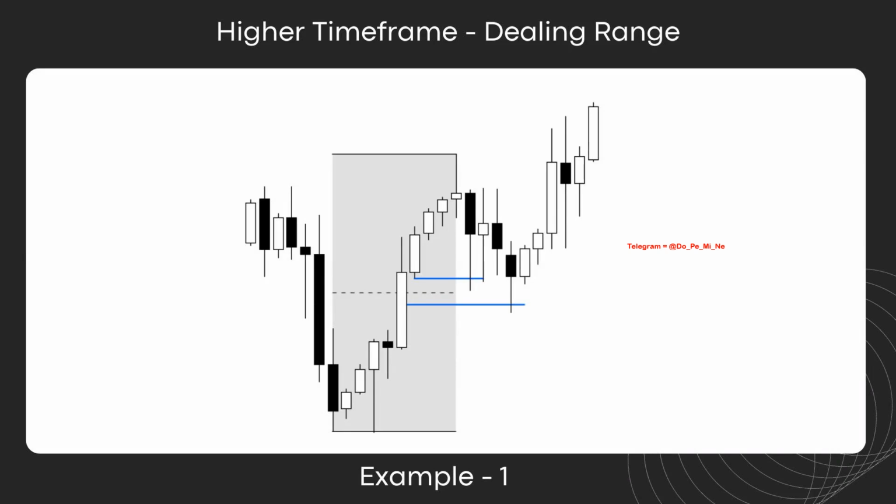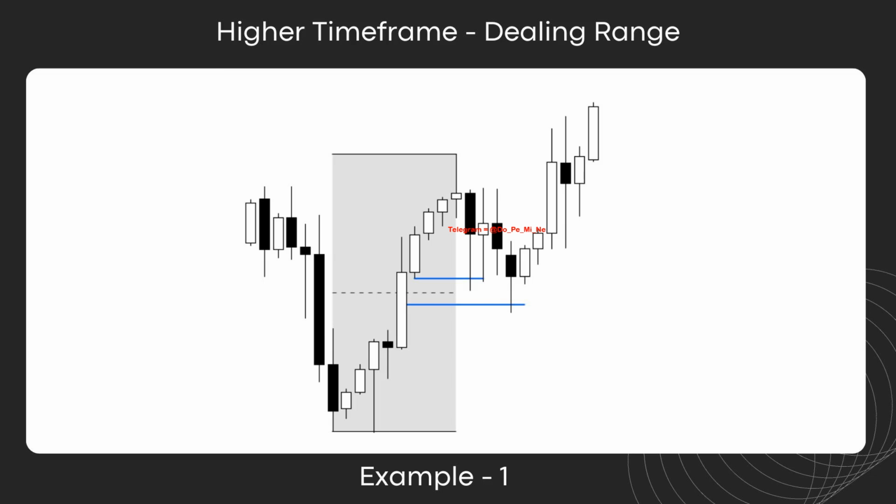Now let's discuss some examples of higher time frame dealing ranges and their integration with lower time frame market profiles. So right here you can see that we've got this range low and this range high, or you could say swing low or swing high, right? You could call it whatever you like, right?